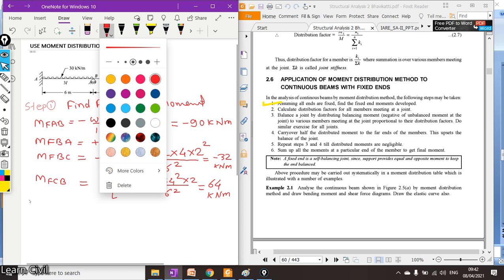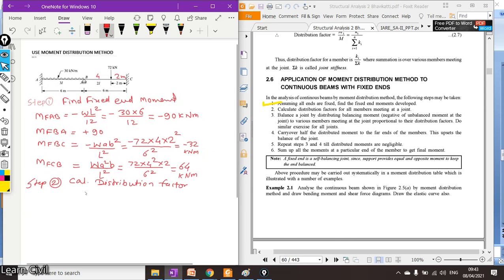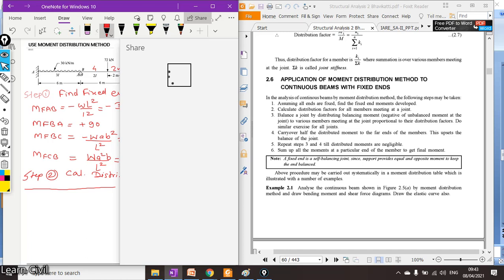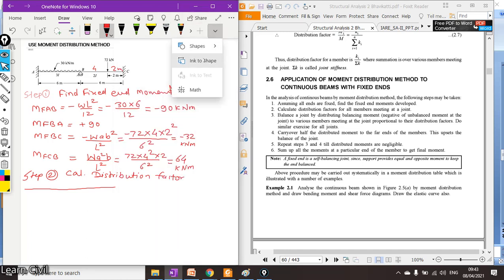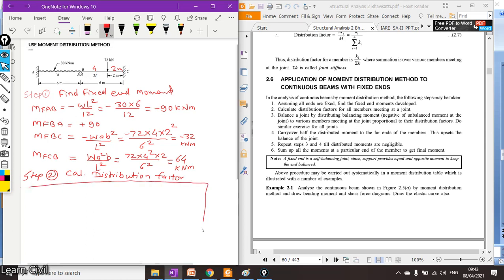Okay, we'll go to step number 2, which is to calculate the distribution factor. For calculating the distribution factor, we have to prepare a table like this.